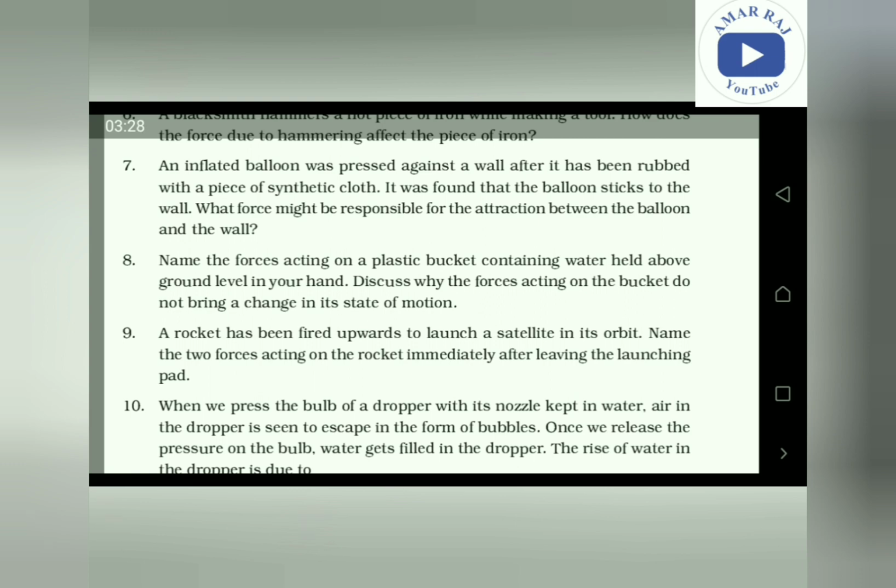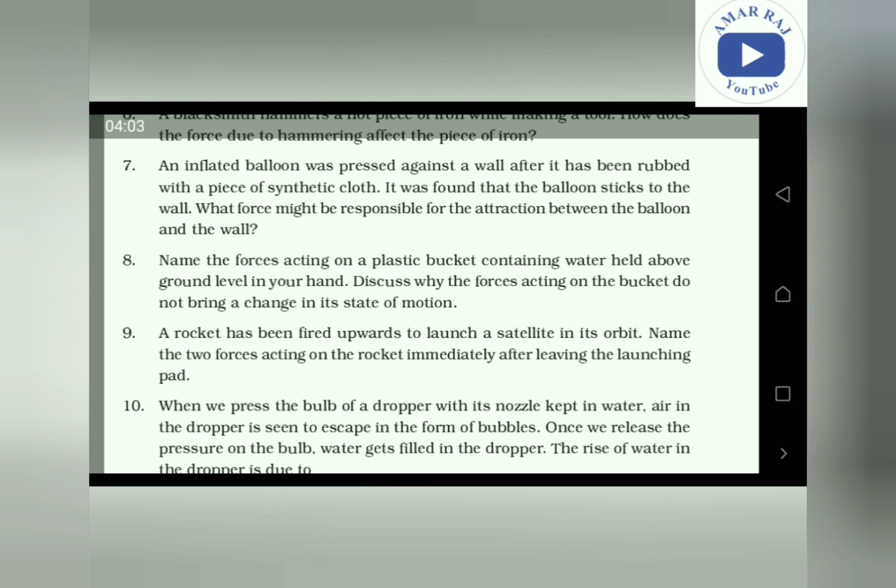Second part, the answer of the second part will be: the forces acting on the bucket do not bring a change in its state of motion because both the forces, that is gravitational force and muscular force, are equal in magnitude but opposite in direction. They are opposite in direction, so they cancel each other and their resultant becomes 0. This was the answer of question number 8.